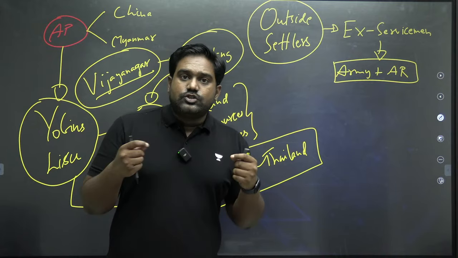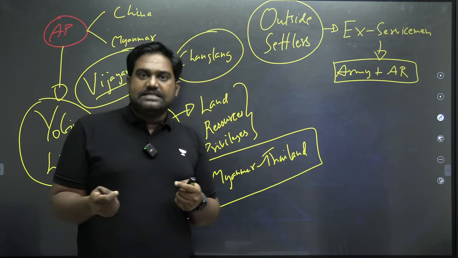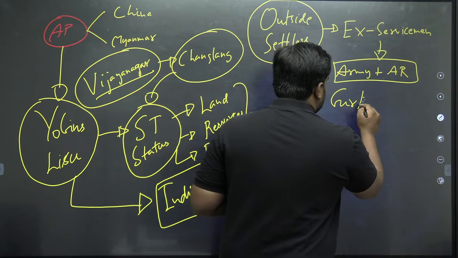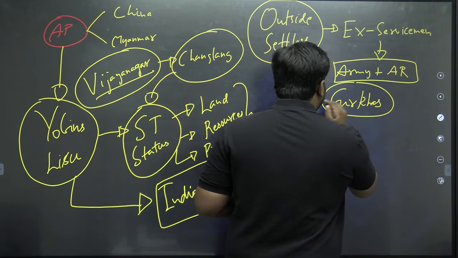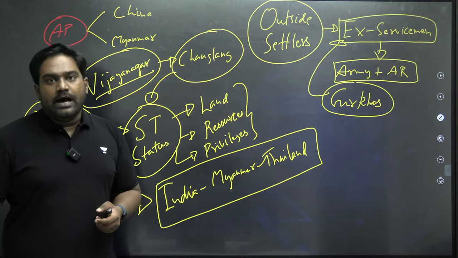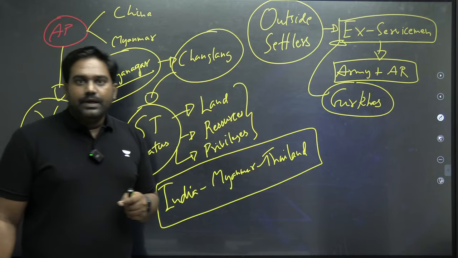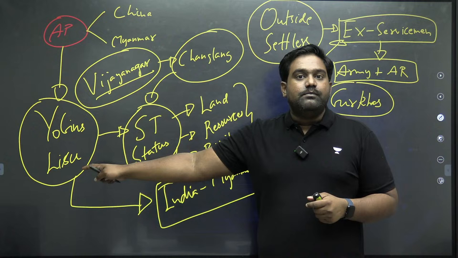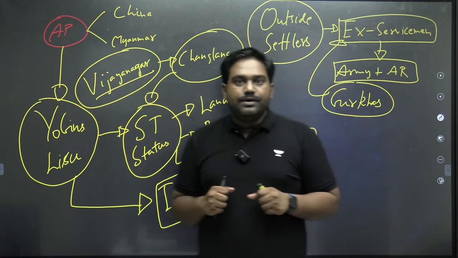So some of the ex-soldiers, the ex-paramilitary personnel from Assam Rifles, particularly the Gorkhas, after retiring from military service, many of them have settled down in Arunachal Pradesh. So the Gorkhas are opposed by the native tribe. They see them as outside settlers.